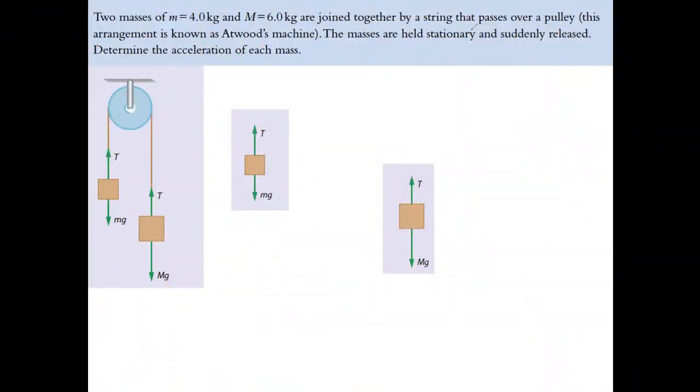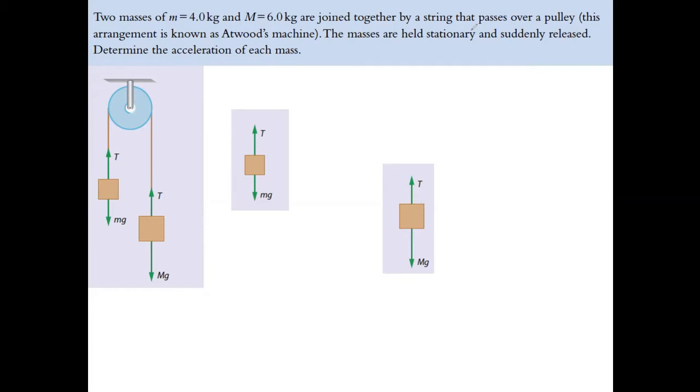Two masses, m1 equals 4 kg and m2 equals 6 kg, are joined together by a string that passes over a pulley. This arrangement is known as Atwood's machine. The masses are held stationary and suddenly released. Determine the acceleration of each mass.